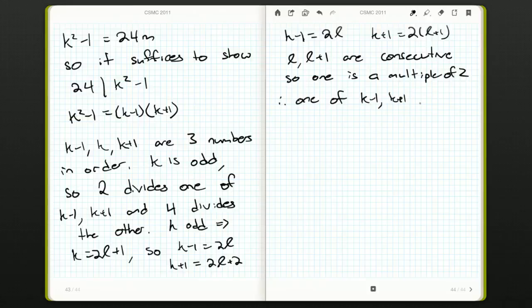So one of k minus 1, k plus 1. Well, really all we need to know is therefore 8, which is 2 times 4, divides k minus 1 times k plus 1. Okay, we don't know which one is the multiple of 4, which one's the multiple of 2, but we do know that that happens. So we get 8 in total here. We can guarantee that k minus 1 times k plus 1 is a multiple of 8.